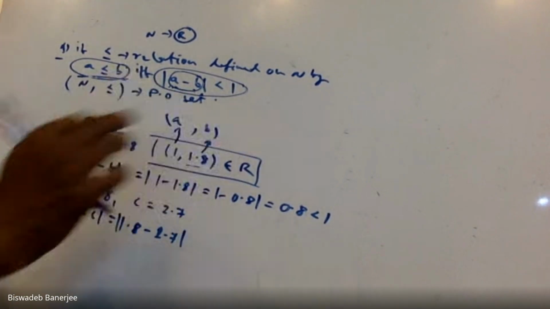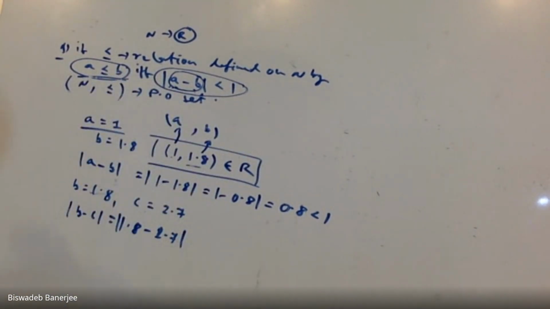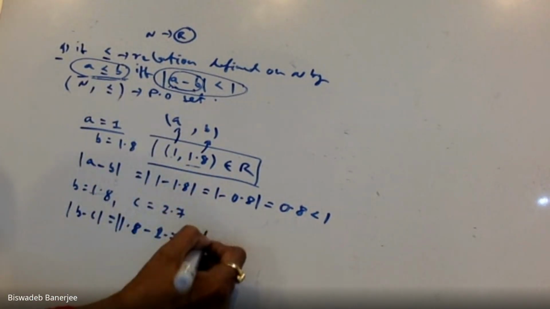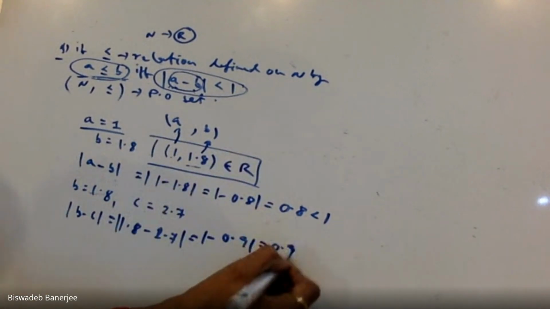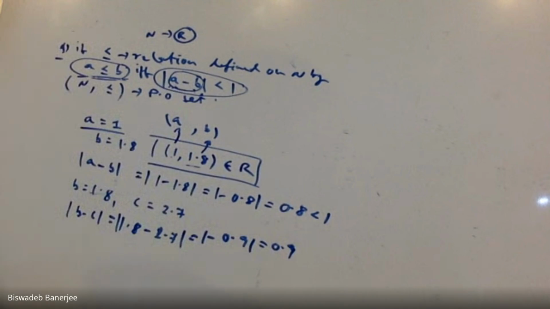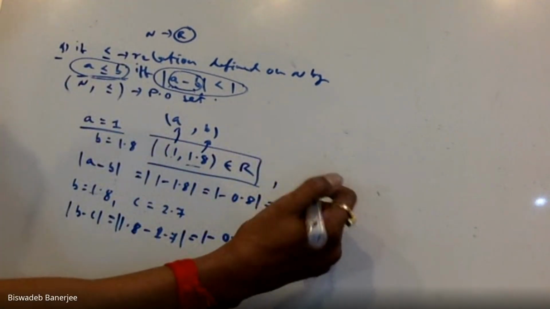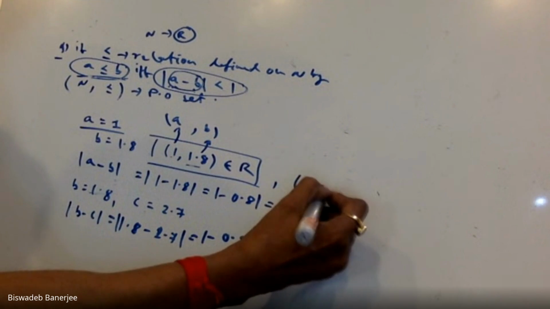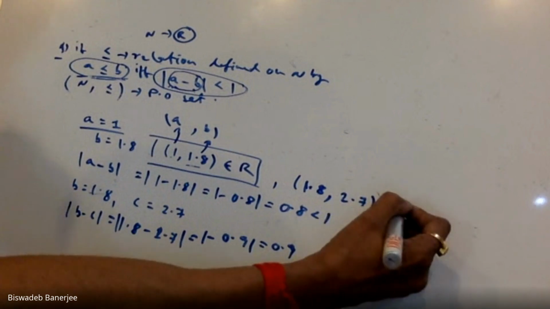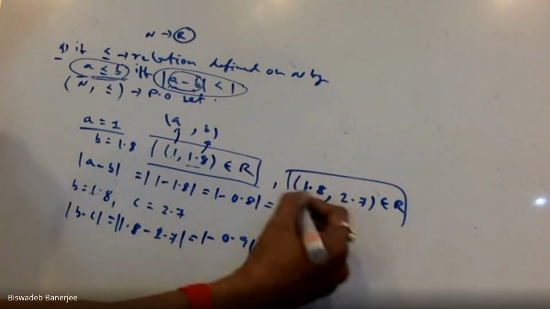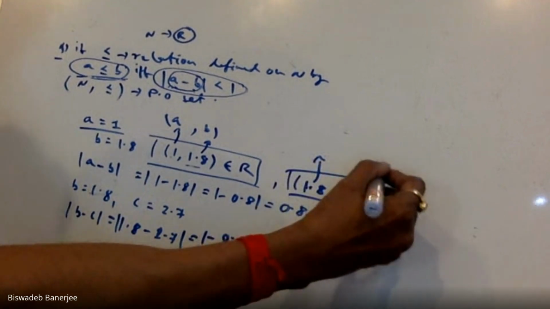Now we have to take (b, c). I'm taking b equal to this, c equal to this. What is the difference? The difference is clearly 0.9, and 0.9 is less than 1. So I can write (1.8, 2.7) belongs to R. This is my b, this is my c.